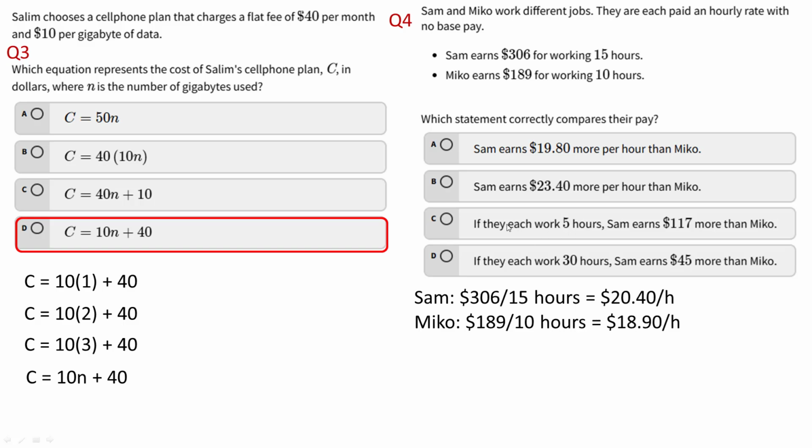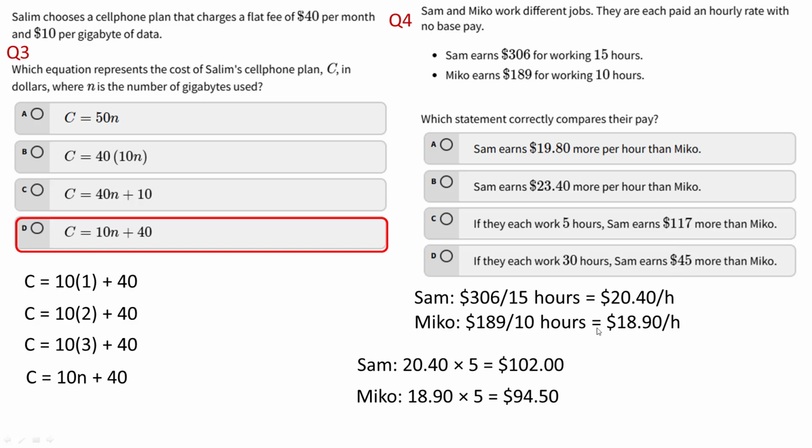So if they each work 5 hours, Sam earns $170 more than Miko. Well, he's going to make something more, so let's figure that out. So if we take Sam and multiply his $20.40 an hour by 5 hours, he gets $102. Now Miko, we would multiply $18.90 by 5, which is $94.50.